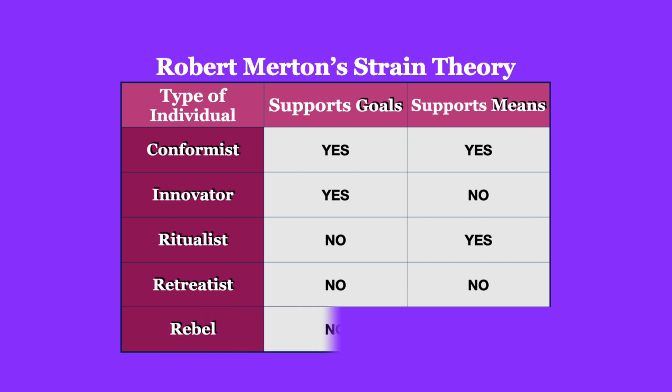And then lastly, he says it's possible to be a rebel. Like the retreatist, the rebel does not support the goals, does not support the means, but unlike the retreatist who has left society, the rebel is here fighting to change the goals and means for the rest of us.